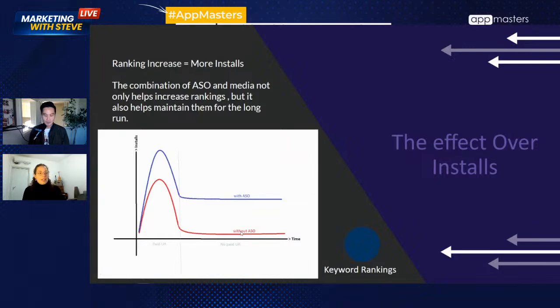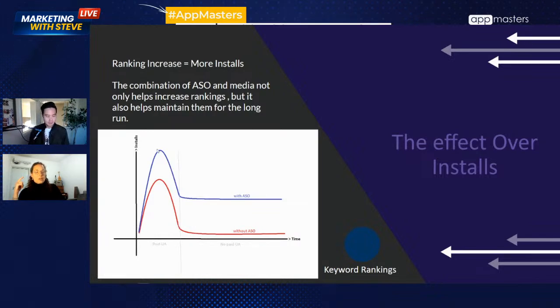This is without ASO. Let's say we don't have any keyword in the metadata, just literally the name of the app and that's it, and we make a campaign. We would get fewer installs during the campaign, and then we would just go back to where we started, same place, right?